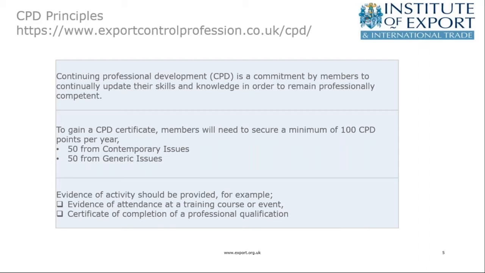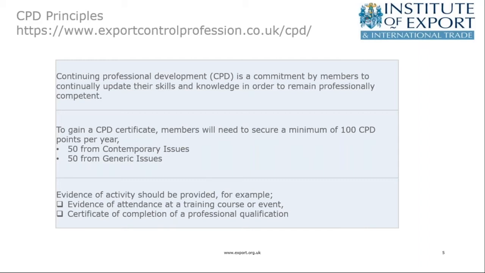So basically, to clarify, to obtain your CPD certificate and your professional competence, a CPD member requires to achieve 100 CPD points per year. And that's split between 50 contemporary and 50 generic. And we're going to look at, as I said, examples and what is the difference between those two categories.